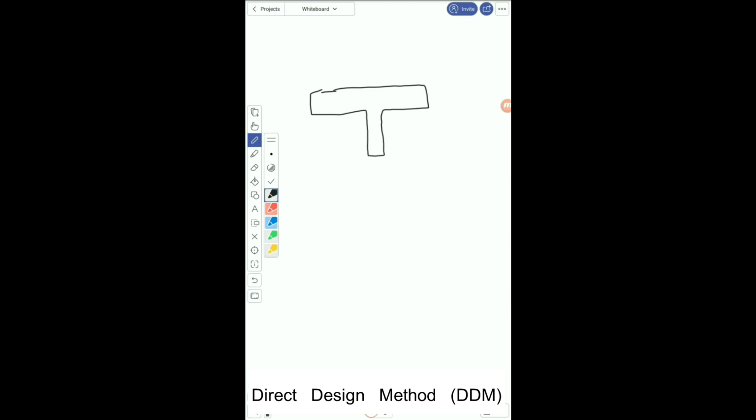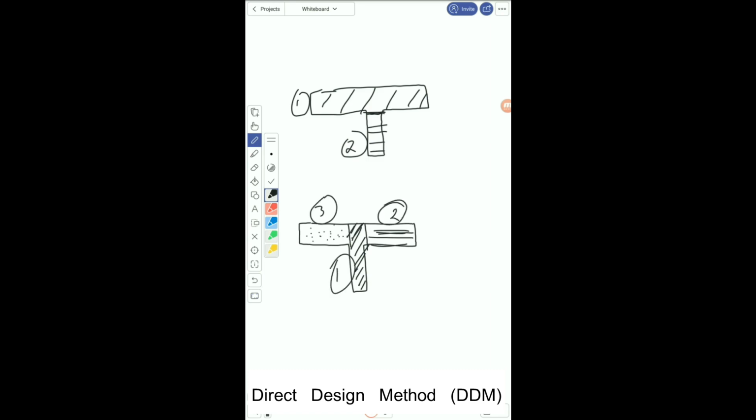We can analyze this beam in two ways. Either I can make it like this one, where I'll make this one as one component and this one as the second component. This is the first component. The other option for this T-beam is like this one. I'll make lines here, so my first rectangular component will be this one. The second will be this one, and this will be the third one.